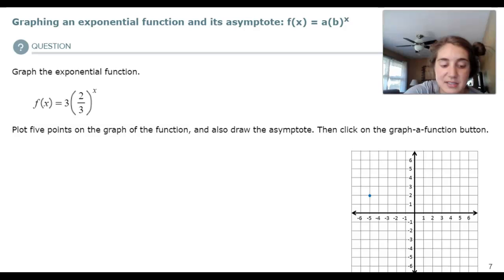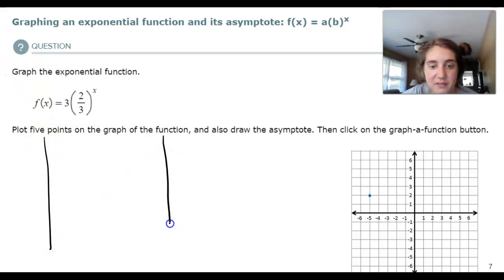Okay, so this is similar to what we've done. It's asking us to graph the function and draw the asymptote. So I'm going to go ahead and pick 5 points.